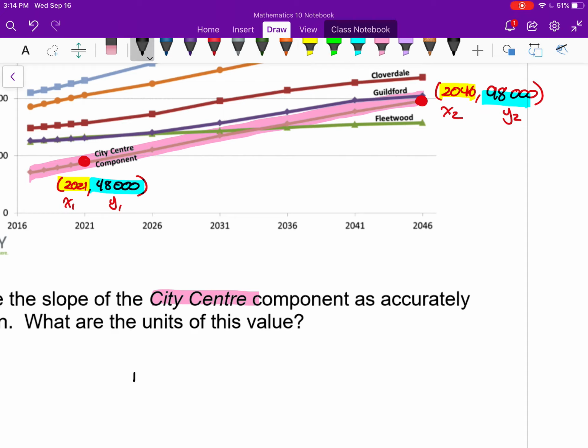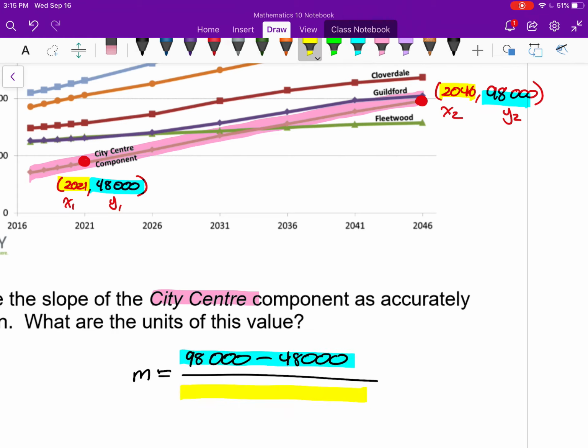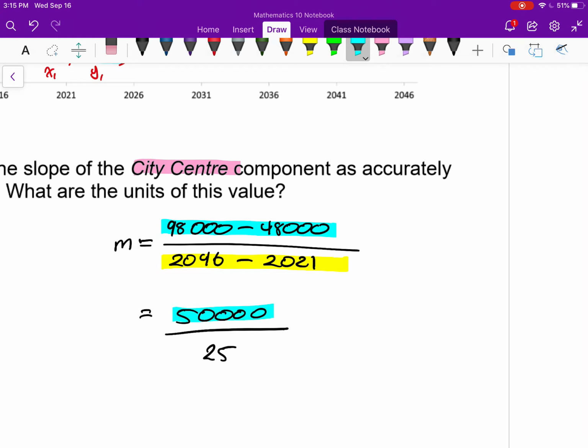So instead of actually using the formula, let me just get right to it. The slope is going to be, when I subtract my y coordinates, my vertical change, 98,000 minus 48,000. That's my numerator. And in my denominator, I want to subtract the years in the same order, so 2046 minus 2021. If I do that, I actually get some pretty nice numbers. I get exactly 50,000 in my numerator and exactly 25 in my denominator. So a rise of 50,000, a run of 25, which simplifies down to a nice clean 2,000.